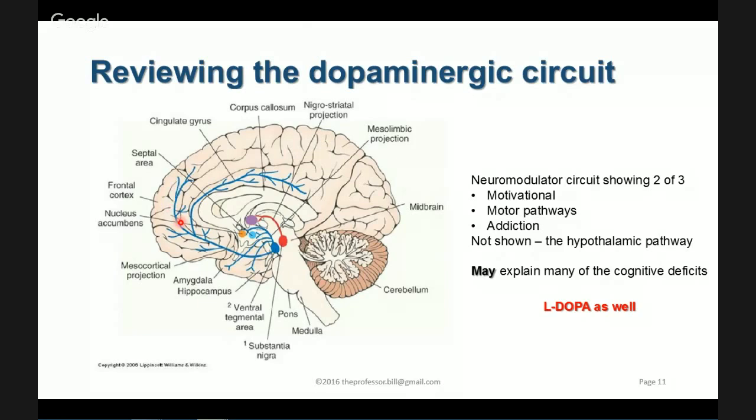And what areas of the brain are these? Where are they sending their projections, releasing dopamine in these areas? Yes, Richard?